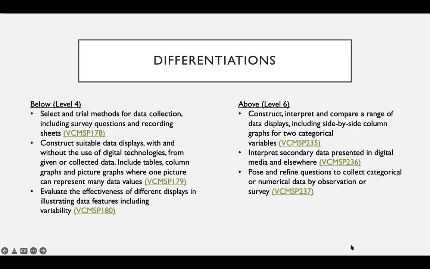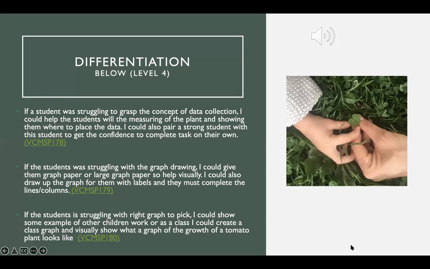So differentiations. The way I'm going to differentiate between the different students in my class is use the level 4 curriculum and the level 6, so the below and the above. Students will usually fluctuate between all 3 levels of 4, 5 and 6, but I'll just use that as differentiation for today. So a differentiation for a student that may be struggling, so in the below, so a level 4, some kids might sit between 4 and 5.